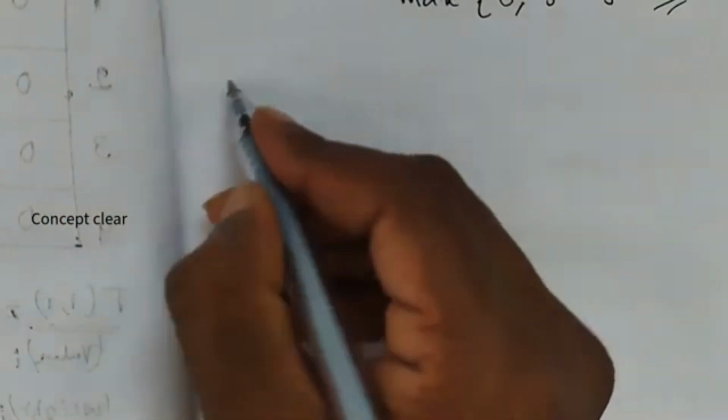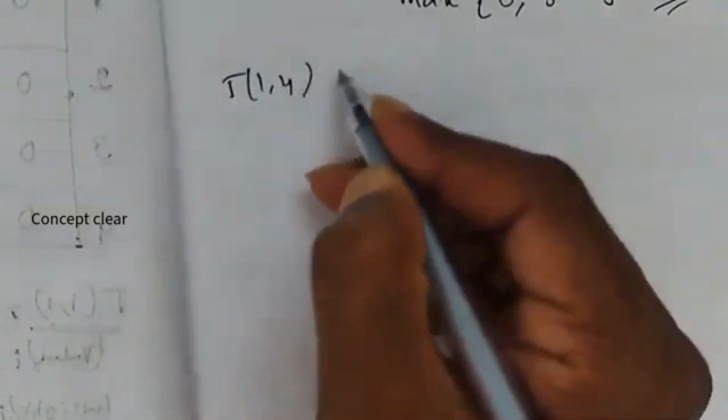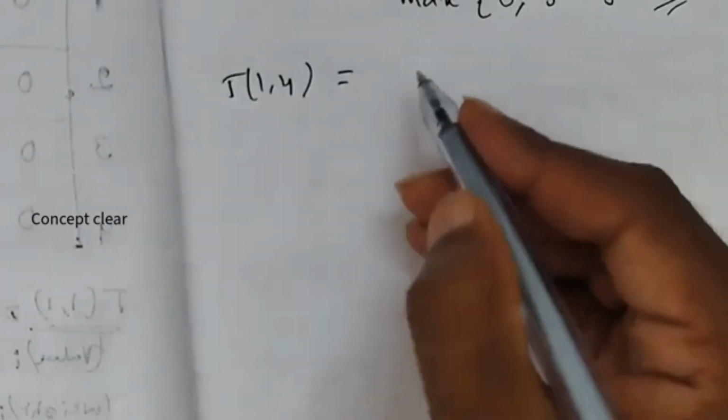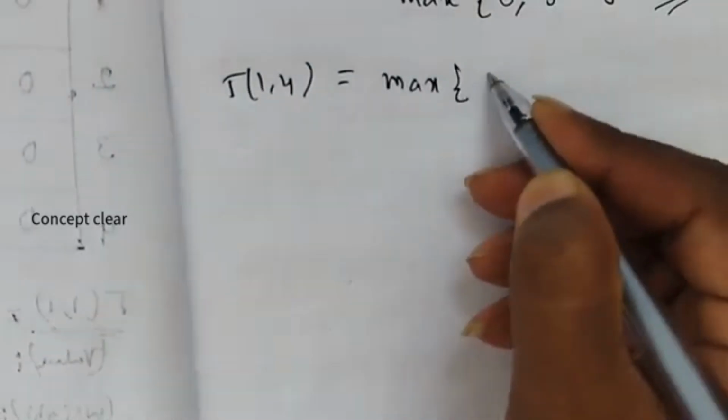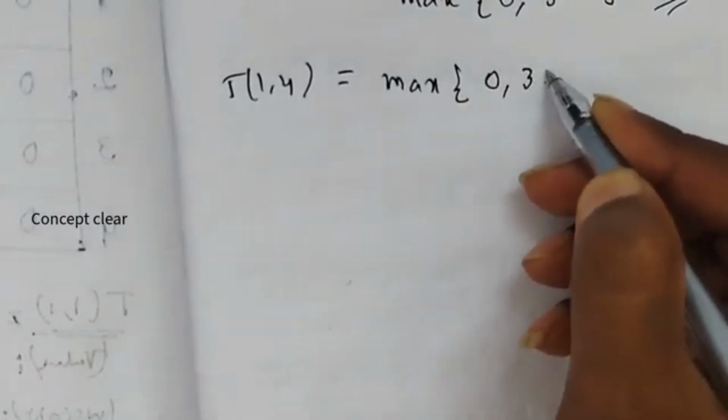So we have to write t of 1 comma 4. Here I am writing directly, not writing the value of i each time. Okay, t of 1 comma 4 means what answer will we get? Max of 0 comma 3 plus 0.